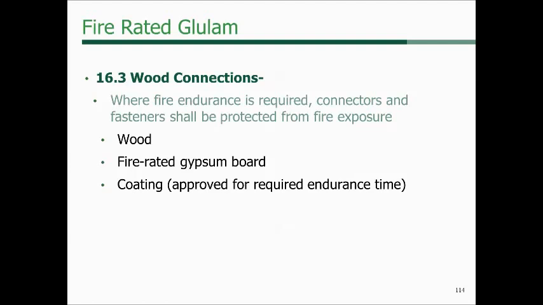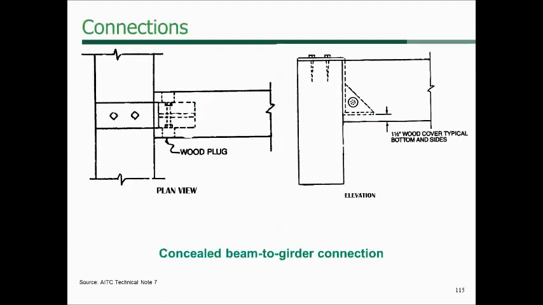So that's key to using connections in a fire-rated glulam or even sawn lumber if you're using the calculations. Here are some examples of connections that can be used for the fire resistance rated calculated method. And the key is that the steel or whatever is being used to connect the two members together needs to be protected and hidden within the wood member.